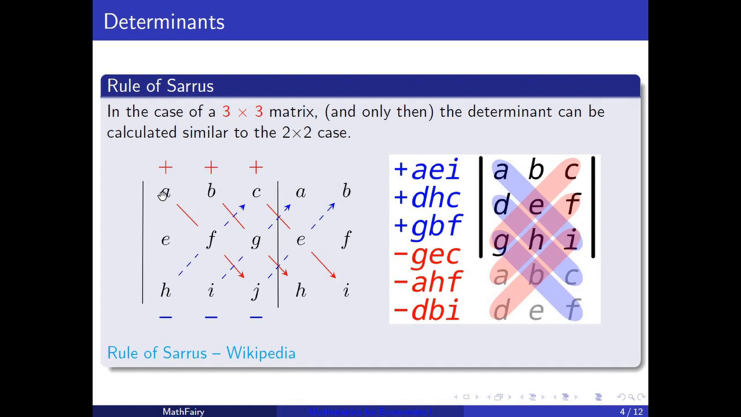And for these northwest-southeast direction diagonals, we multiply them together and leave the signs unchanged. This is what these pluses stand for. And for these southwest-northeast diagonals, we likewise multiply all the elements together in one diagonal and then change the sign. This is what these negative signs stand for. And finally, we add all of these terms together.